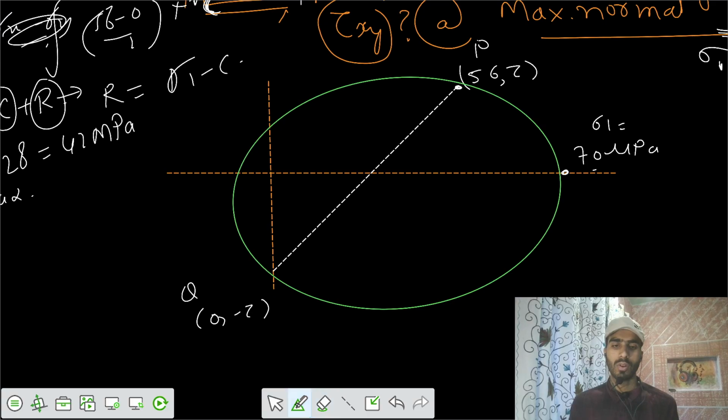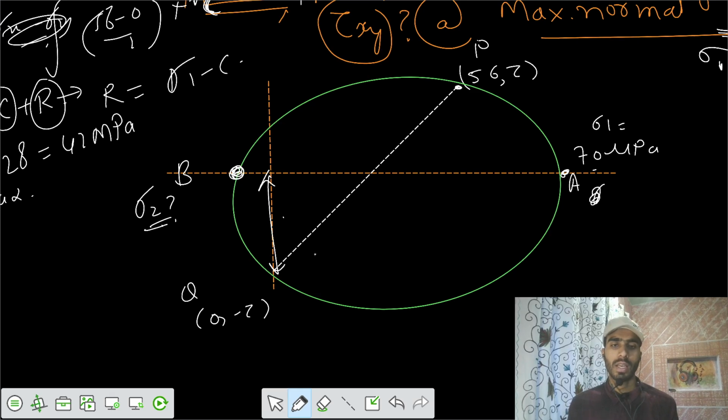So let's say this is Mohr's circle. We got this Mohr's circle. Then I would say this one. This is plane B, the plane on which sigma 2 is acting, and this is plane A, on which sigma 1 is acting. That's 70 megapascal. So sigma 2 we don't know, but we want to get this tau xy.